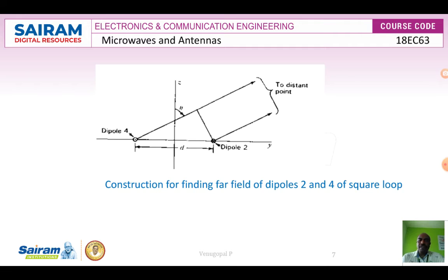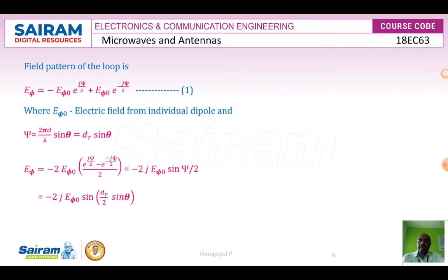So next, what is the field pattern of the small loop? The field pattern of the small loop is given by E phi is equal to minus E phi naught exponential of j psi by 2 plus E phi naught into exponential of minus j psi by 2. What is E phi naught? E phi naught is the electric field from the individual dipole, and psi is the phase difference.